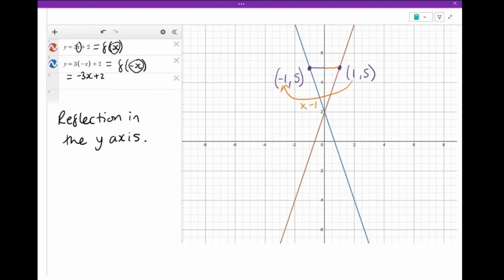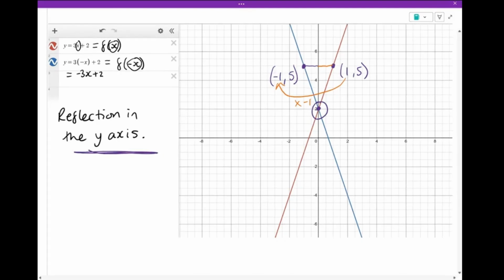Now, there's one other point I just want to talk about before we get into a generalization, okay, and that is, in this case, the y-intercept. Okay, so that's this point here for the red graph, which is also the y-intercept of the blue graph, which makes sense because this point here is on my y-axis, it's on my line of reflection, so it shouldn't move during the reflection, okay? We'd call it an invariant point.